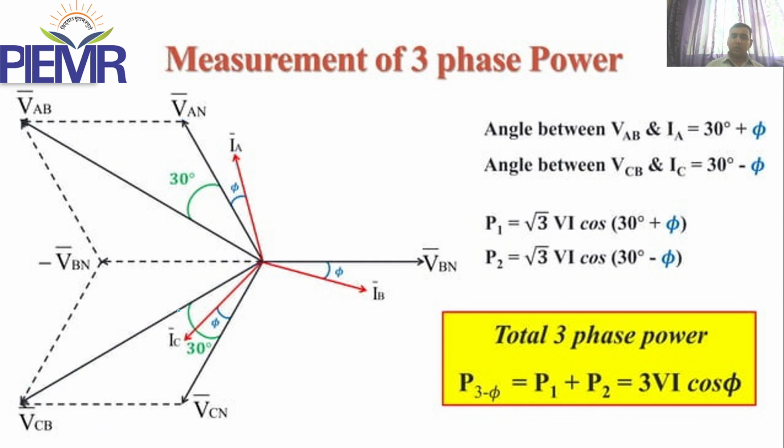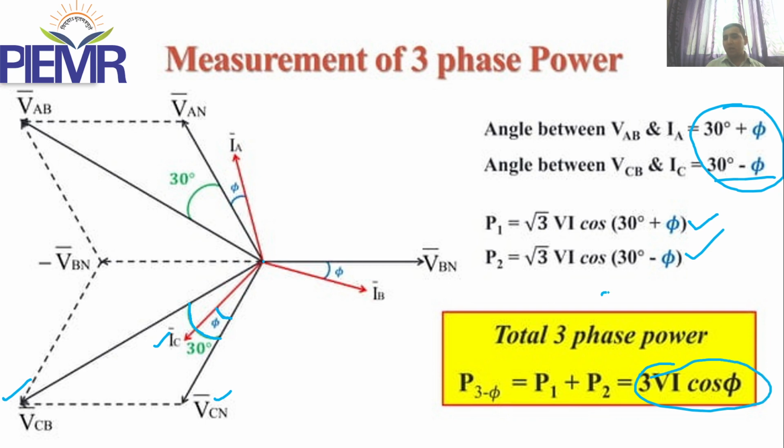So what is the voltage? As we know, this IC current is lagging behind the VCN by some angle phi. Now what should be the angle between IC and VCB? That is a 30 degree angle between line voltage and this particular phase voltage. So 30 degree minus phi, that is your angle. Now put both the angles in our previous formula, that should be root 3 VI. For the first wattmeter, it is root 3 VI cos(30 plus phi), and for the second, root 3 VI cos(30 minus phi). Now add both these formulas, you will get 3 VI cos phi.